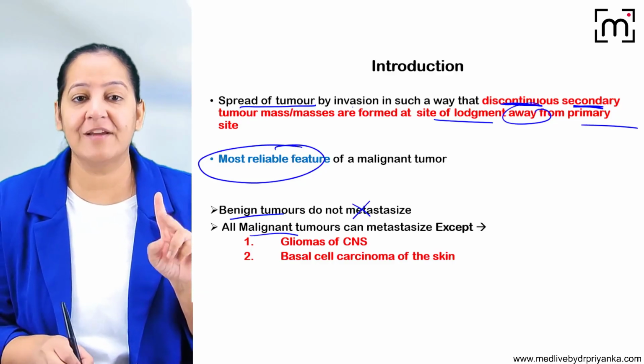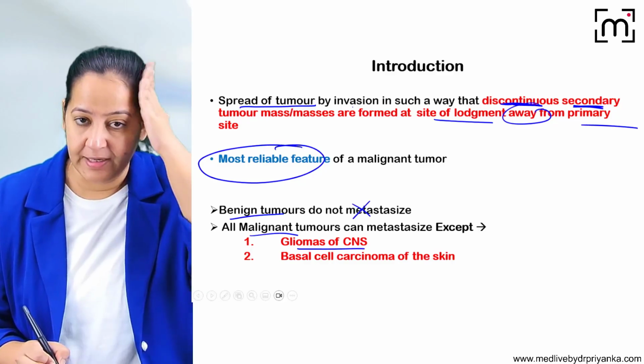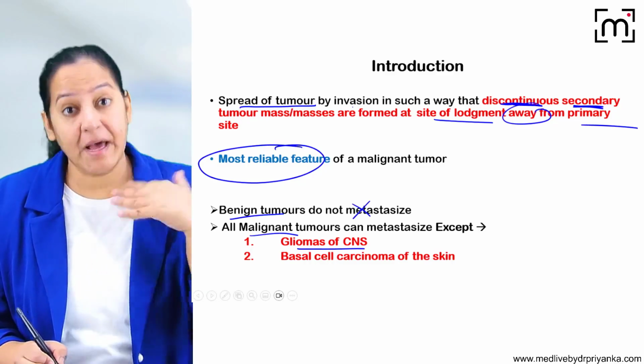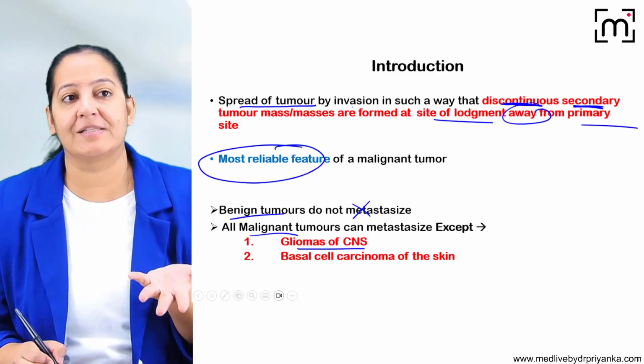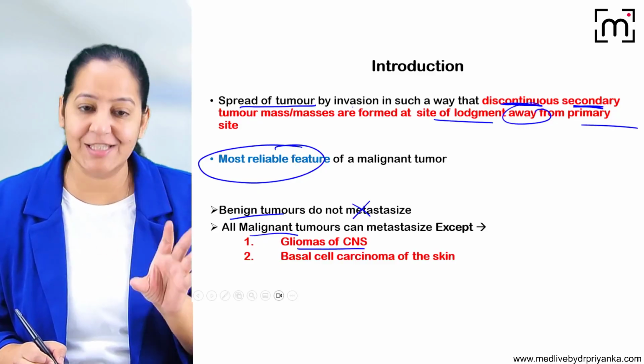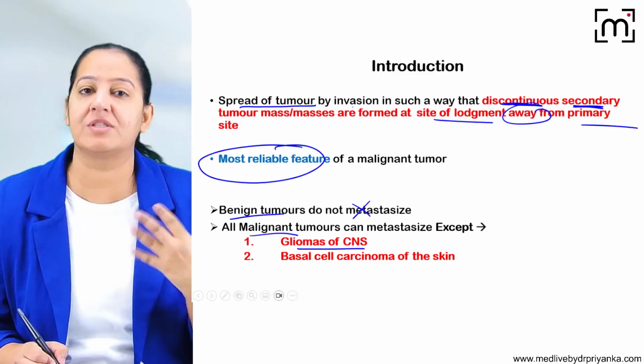What are the two exceptions here? Number one, gliomas of the brain, gliomas of the CNS. They are malignant, so they should show metastasis. But till now we haven't found any case of glioma of the CNS which shows metastasis.